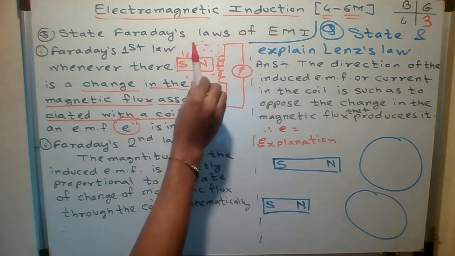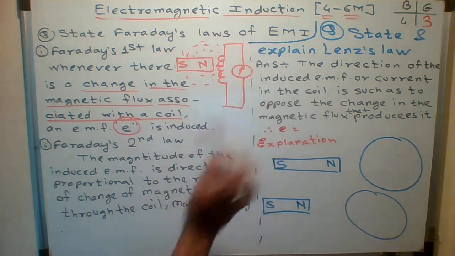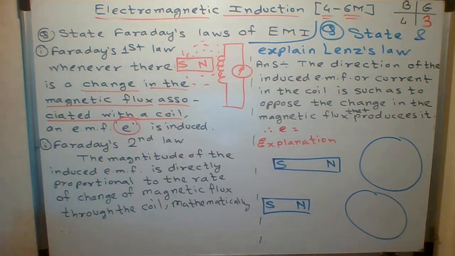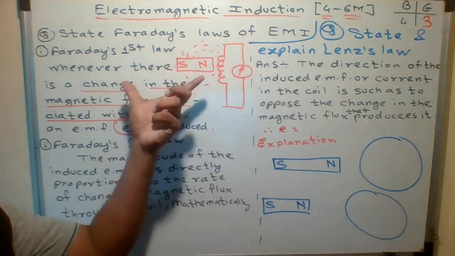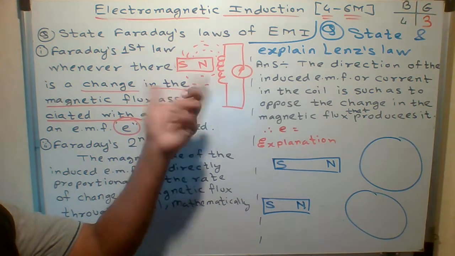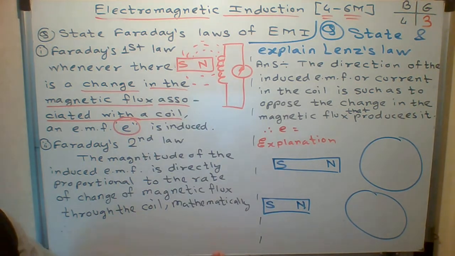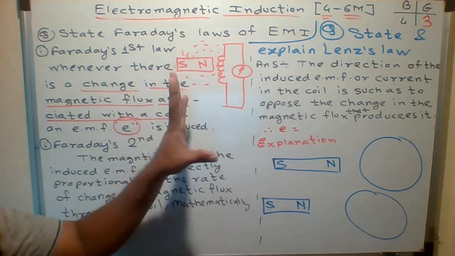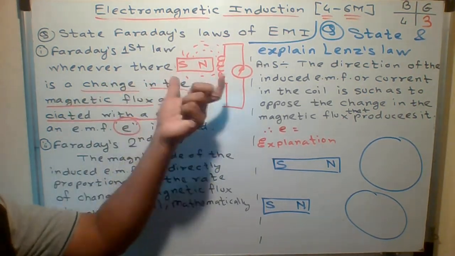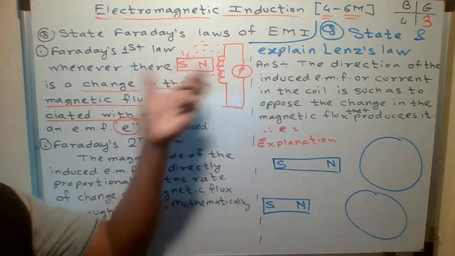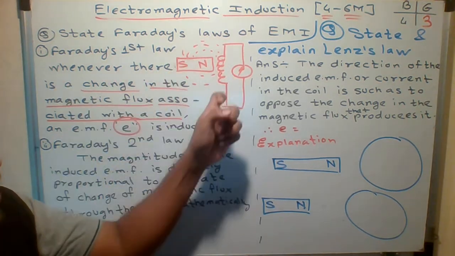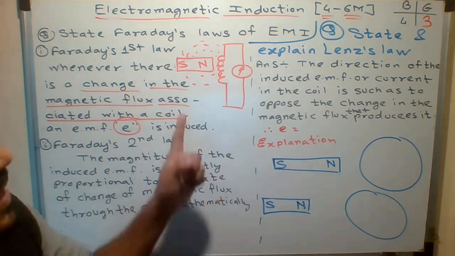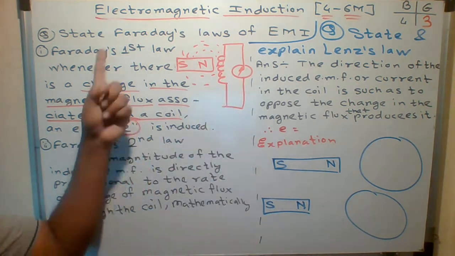Students, if I keep the magnet stable, there is no deflection. There must always be motion, meaning there should be some movement of the magnet. Once the magnet stops, there is no change in flux. If there is motion, up and down or backward and forward, then there is a change in flux. If there is a change in flux, EMF is induced. That is the first law.